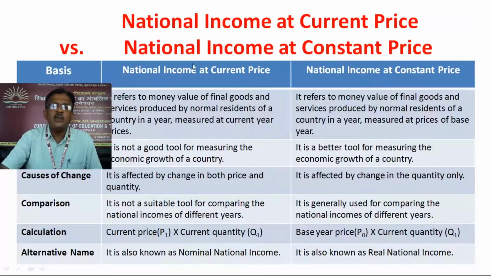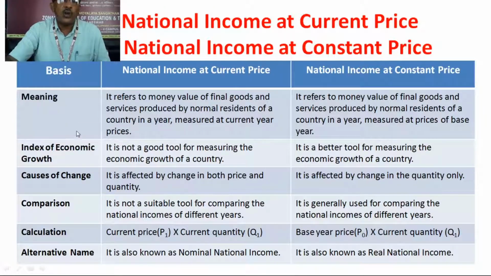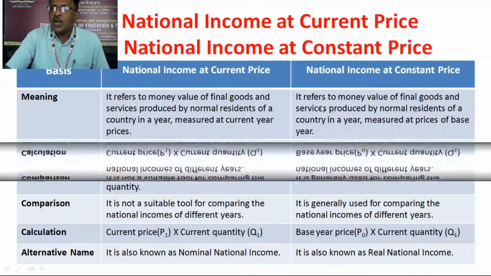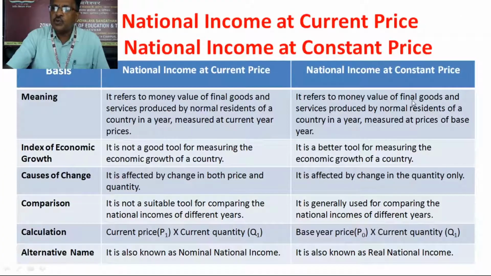National income at current price versus national income at constant price. To increase your understanding of these two concepts, let us start with the meaning. National income at current price refers to the money value of final goods and services produced by normal residents of a country in a year, measured at current year prices. In case of constant price, it refers to the money value of final goods and services produced by normal residents of a country in a year, measured at the prices of the base year.